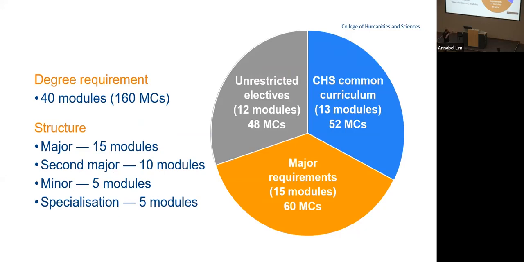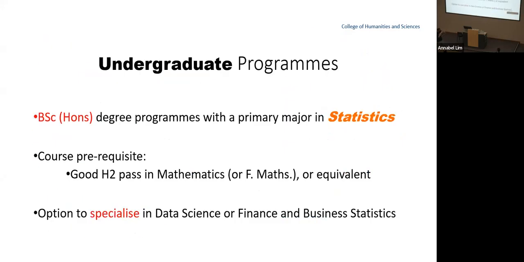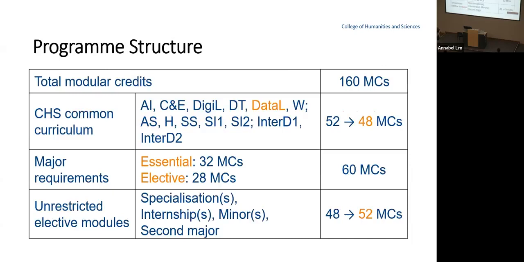All right. So on top of this, you could actually choose one or two. Sorry. You could choose to specialize in either data science or financial and business stats as well, on top of your major requirement. So that's a possibility. That will be another 20 MC or so. That's 5 modules each. All right. You might have seen this as well.